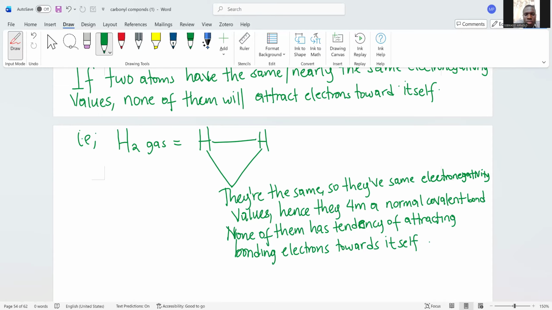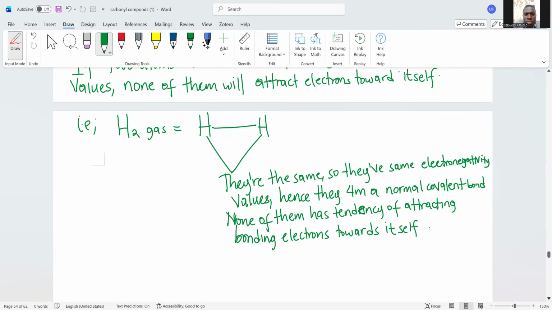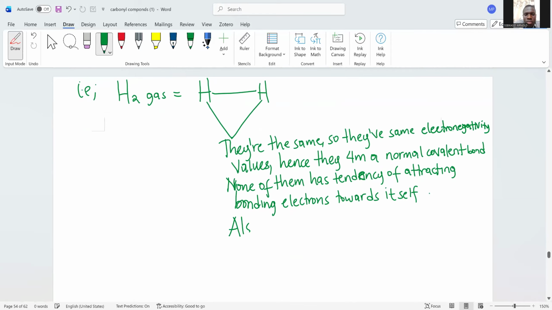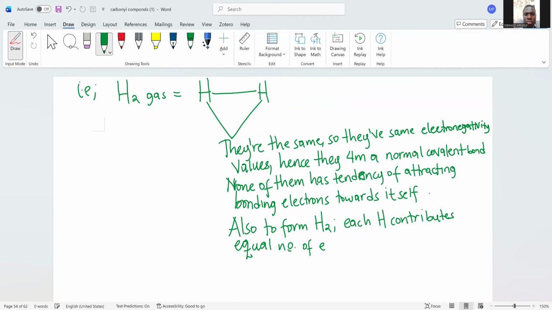Also, to form H2, each H contributes an equal number of electrons towards the bond formation.